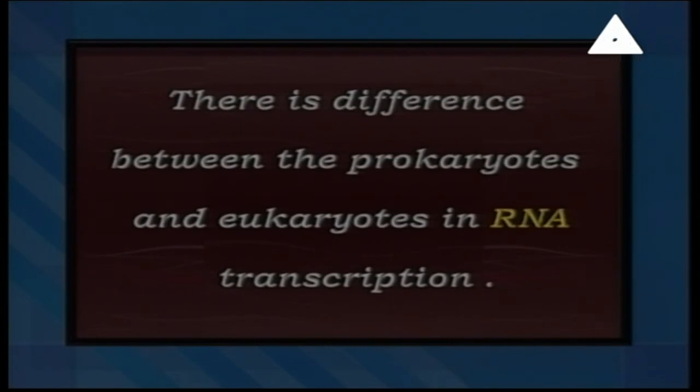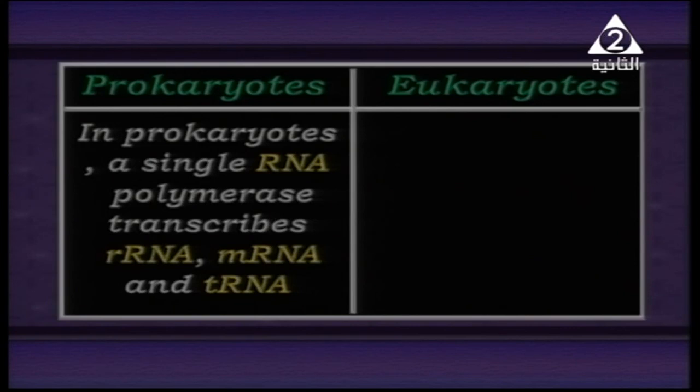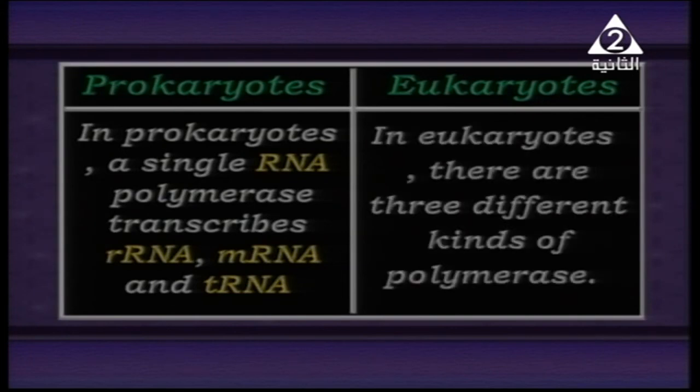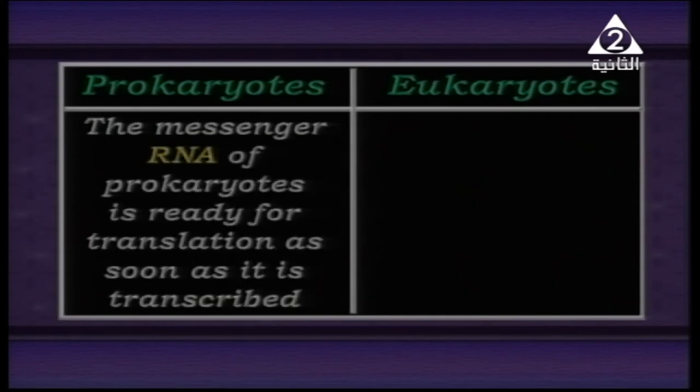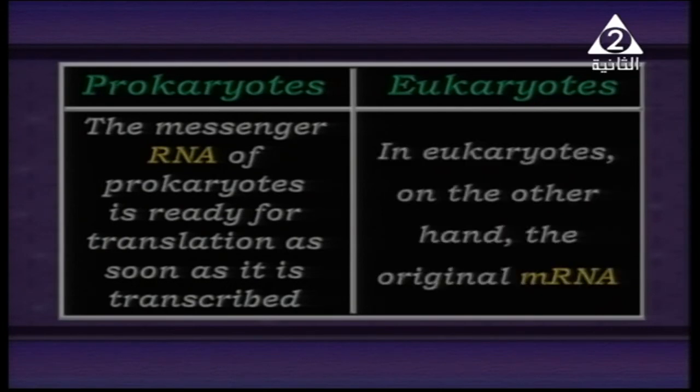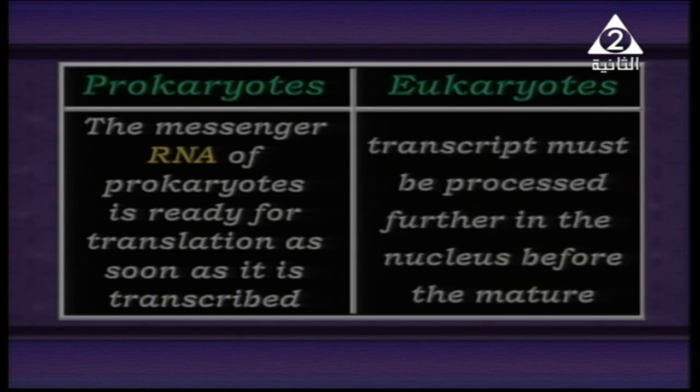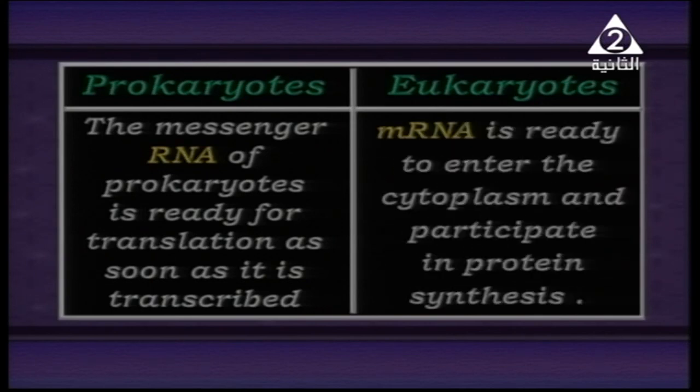There is a difference between the prokaryotes and eukaryotes in RNA transcription. In prokaryotes, a single RNA polymerase transcribes mRNA, rRNA, and tRNA. But in eukaryotes, there are 3 different kinds of polymerase. The messenger RNA of prokaryotes is ready for translation as soon as it's transcribed. But in eukaryotes, on the other hand, the original mRNA transcribed must be processed further in the nucleus before the mature mRNA is ready to enter the cytoplasm and participate in protein synthesis.